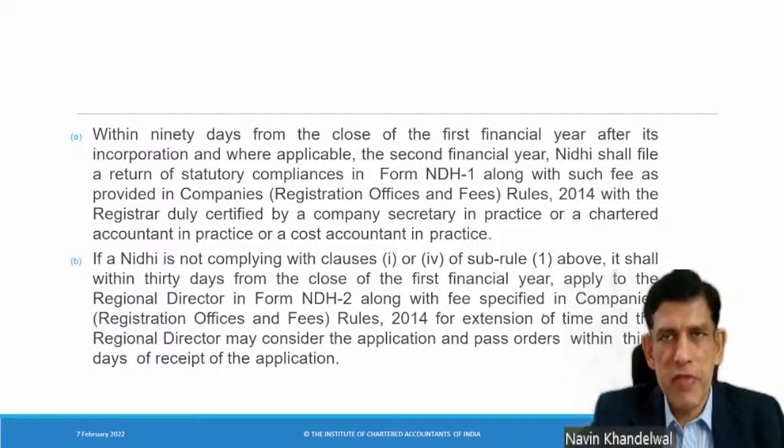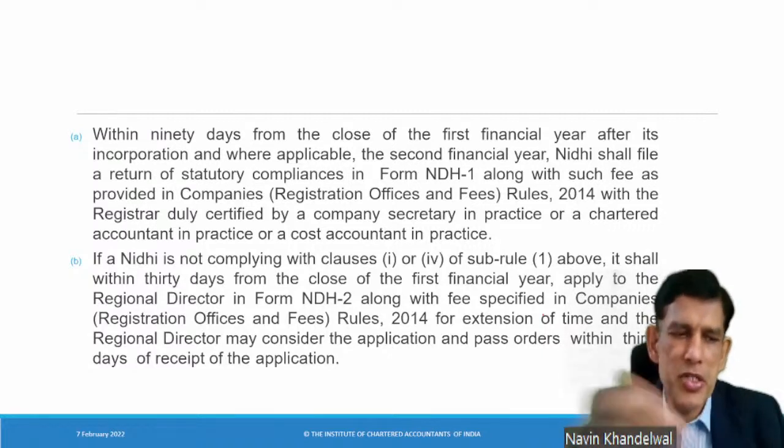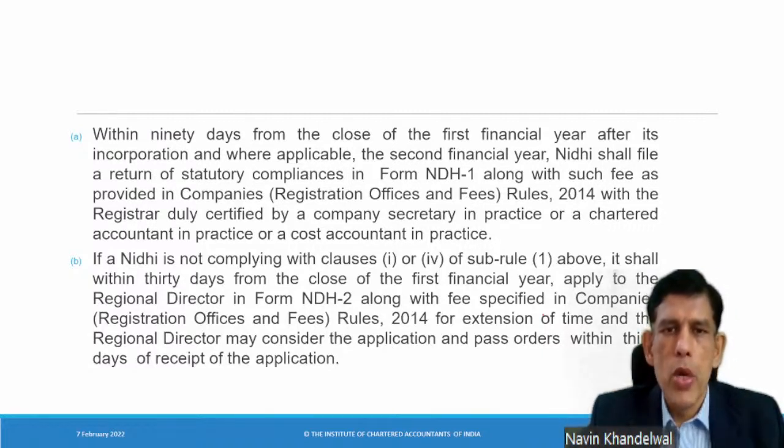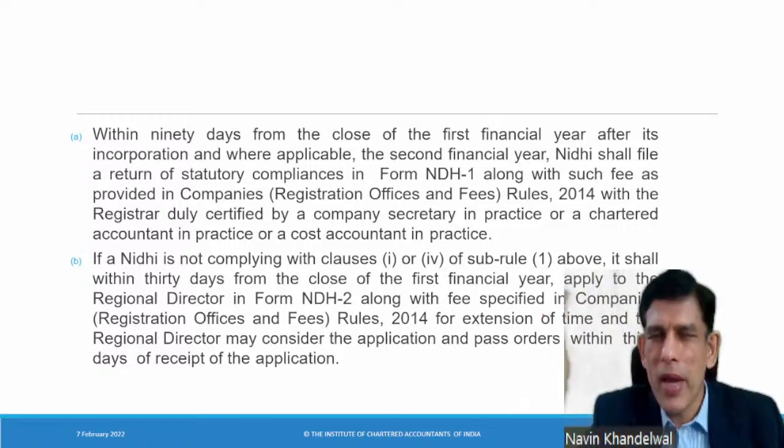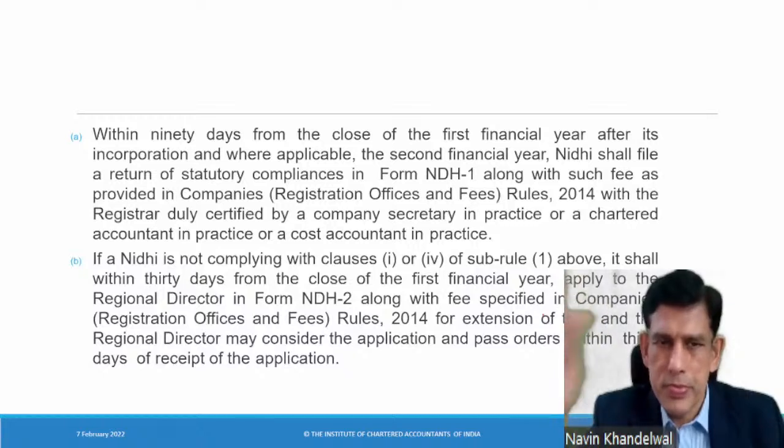Then further conditions, friends. These are more procedural conditions. Within 90 days from the close of the first financial year after incorporation, in the second financial year, the Nidhi shall file a return of all the statutory compliances in form NDH1, certified by a company secretary or a chartered accountant. So they need to file a compliance report within 90 days from the end of the financial year.